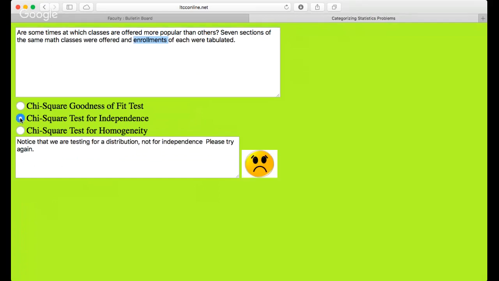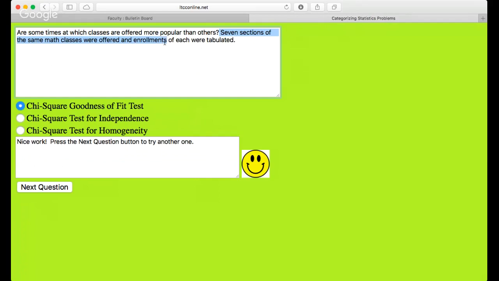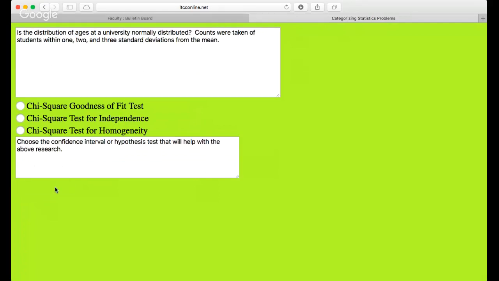Ooh, and I am incorrect. It says, notice that we are testing for distribution, not for independence. Is it goodness of fit? Yeah, okay. A lot of times the data will help us. If it is not a two-way table, in this instance, we would use goodness of fit. But it says, are sometimes at which classes are offered more popular than others. I guess because we're just simply comparing the enrollment for each course, one to the next, to the next, we'd use goodness of fit. Though I think that's tricky. Depending on how we do this study, it could be independence. But in this context, I understand what they're saying on that one. That one's a tough one.